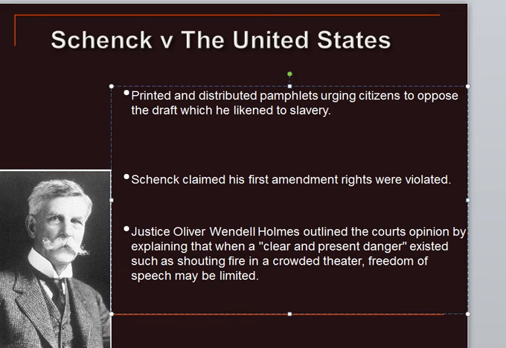Justice Oliver Wendell Holmes, this fellow right here, outlined the court's opinion by explaining that when a clear and present danger existed, such as shouting fire in a crowded theater, freedom of speech may be limited. And so this very famous speech saw the arrest and undermined the arrest of thousands and thousands of individuals.